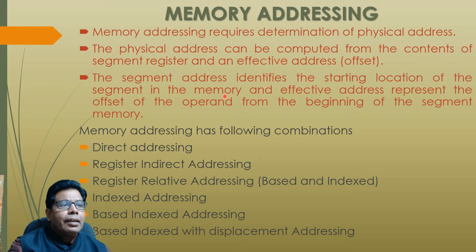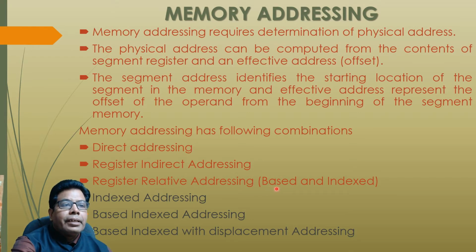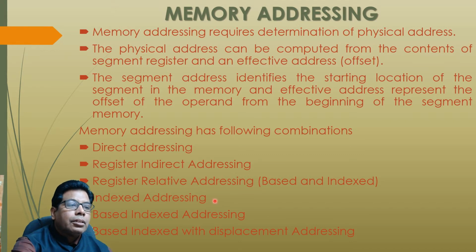Then memory addressing has the following combinations. First is direct addressing. Then we have the register indirect addressing, register relative addressing. In some of the textbooks they have separated this addressing mode as based and indexed. So you have to be careful when you are studying this. Then next is index addressing. Then we have the base index addressing, then base index with displacement addressing. Now maybe this also is combined here with the register relative addressing.